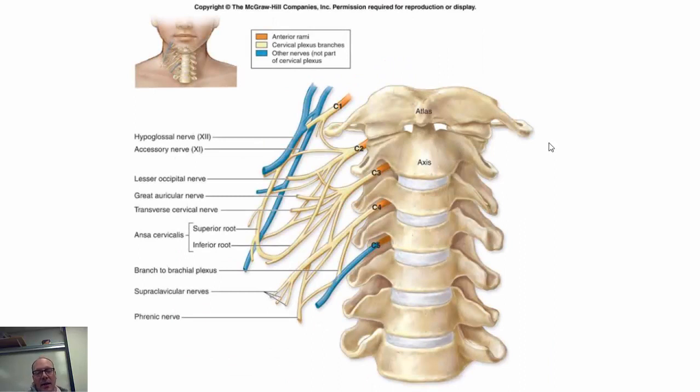This is another look at the cervical plexus. One thing I want you to see is that these pathways are basically mapped, and the end destinations of these nerves are all named. These nerves here, the hypoglossal nerve and accessory nerve, are actually cranial nerves. These are nerves that come out of your brain. We'll talk about that in the next chapter. But we've got some nerves here that are named.